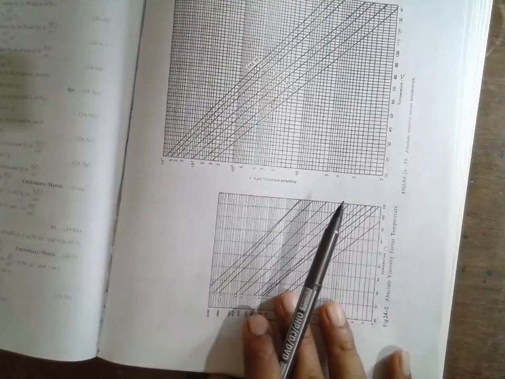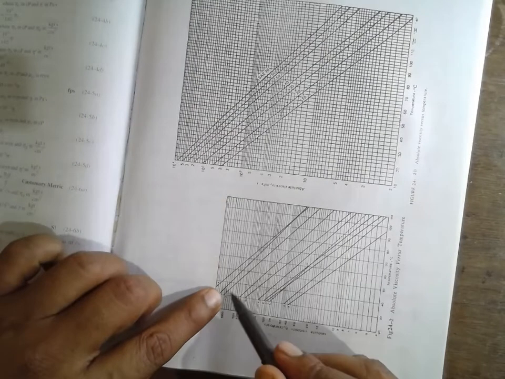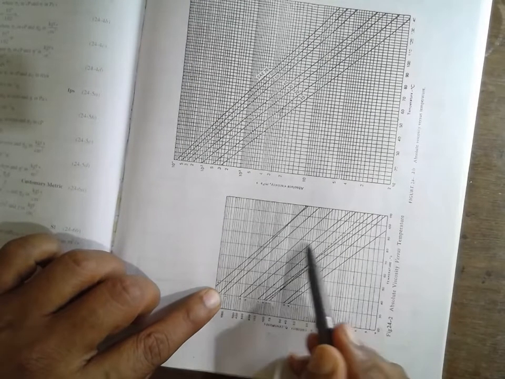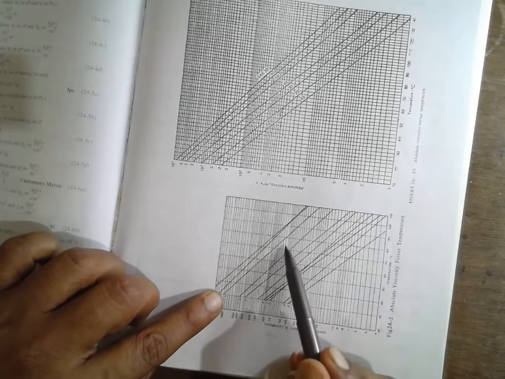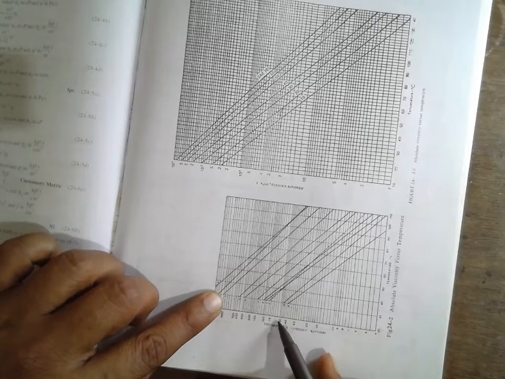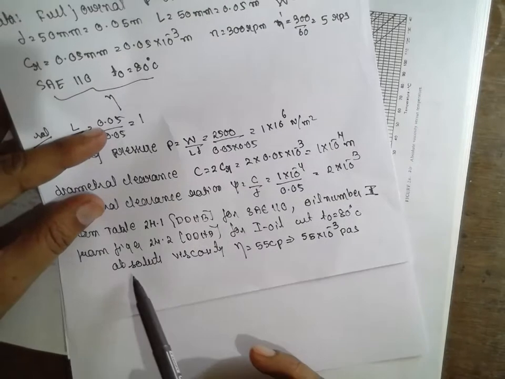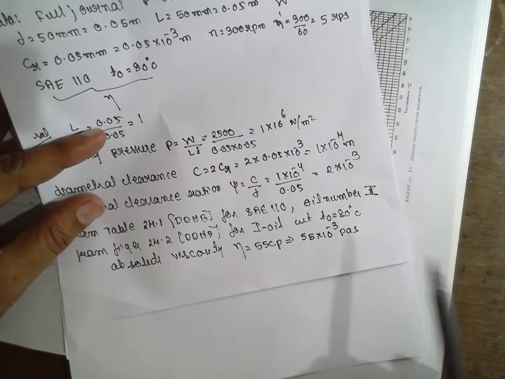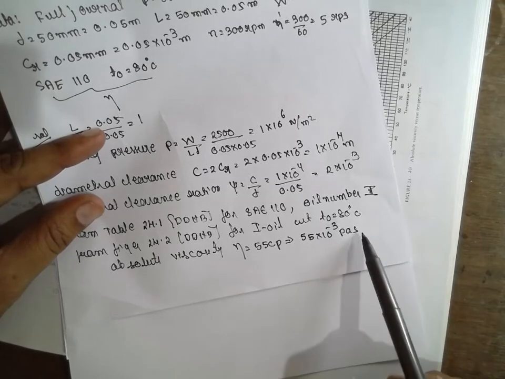In this figure, the temperature is given as 80 degrees. This is the I line. At 80 degrees and this I, you will get around 55 centipoise. So you will get the absolute viscosity of 55 into 10 raised to minus 3 Pascal second. This is the value we get from the graphs.